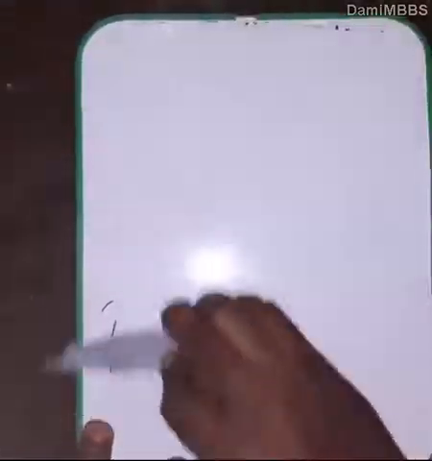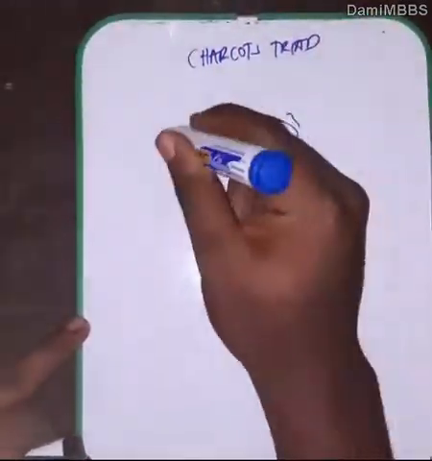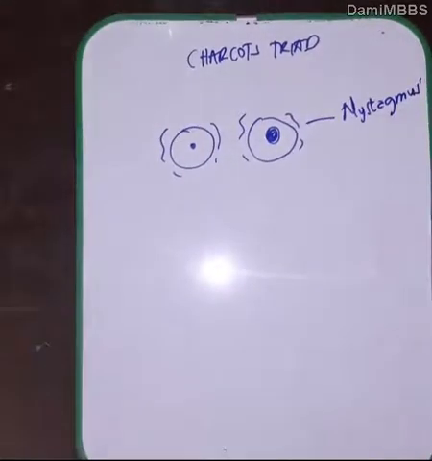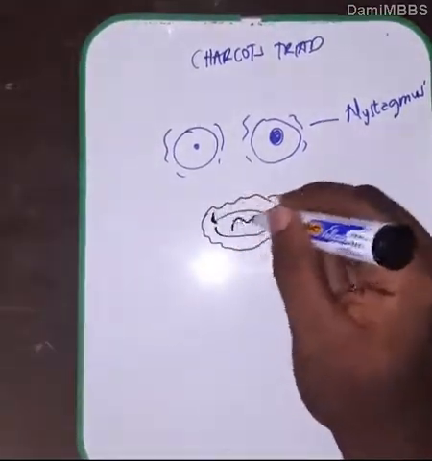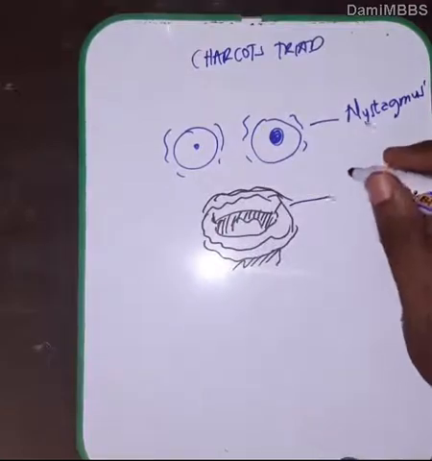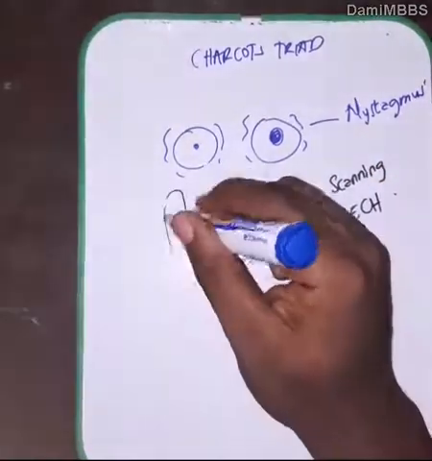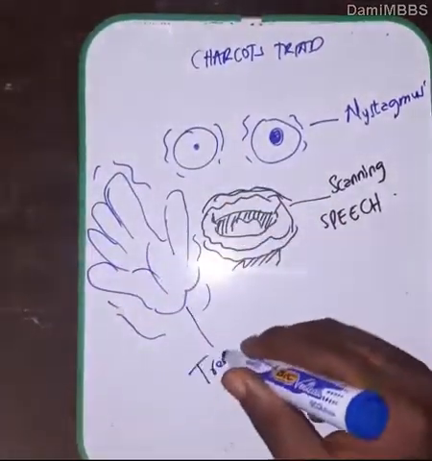Other things that could be seen, if it affects the cerebellum, you see something called the Charcot triad, where the patients have nystagmus, they have intention tremors, and they have scanning speech. This is a pictorial representation of what the Charcot triad is supposed to look like. So in nystagmus, you have scanning speech problems and intention tremors.